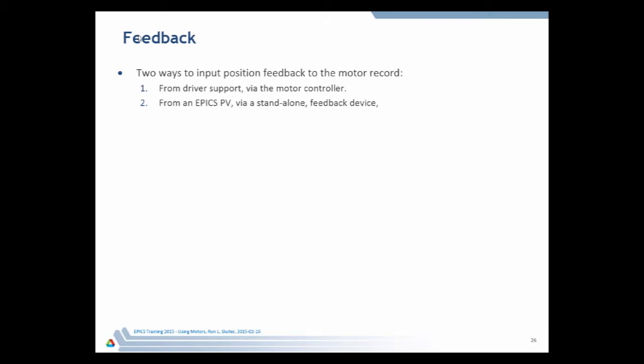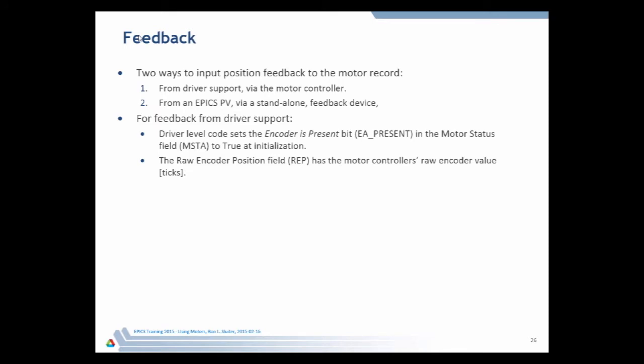Usually this is like a standalone feedback device. So for getting feedback from the driver support, the device driver has to support this. It has to communicate this to the motor record, which it does by setting a status bit in a field called the MSTA, and basically it just says that an encoder is present. And if that's the case, then the raw encoder position field will show you those raw values.